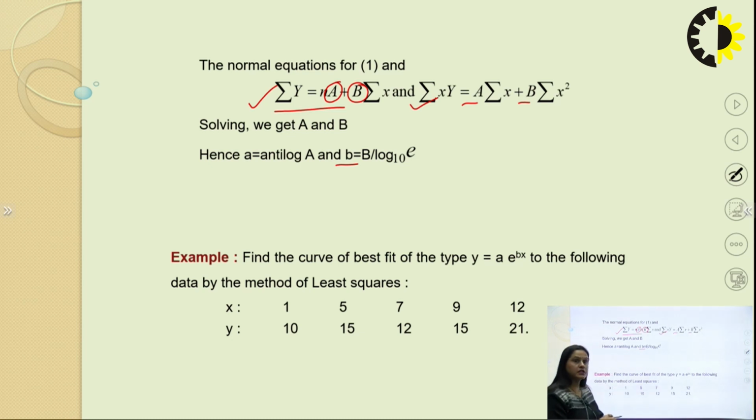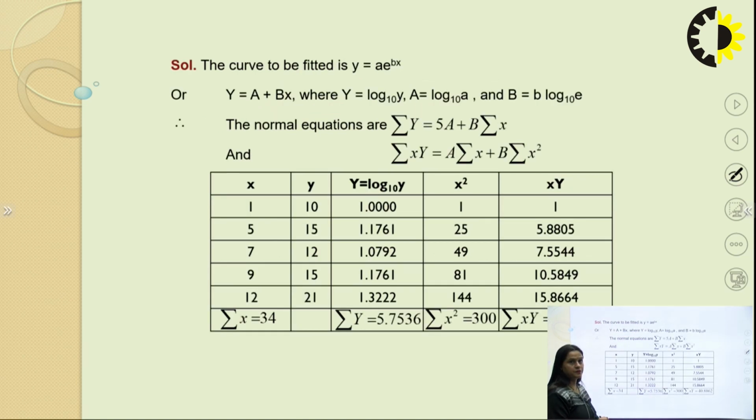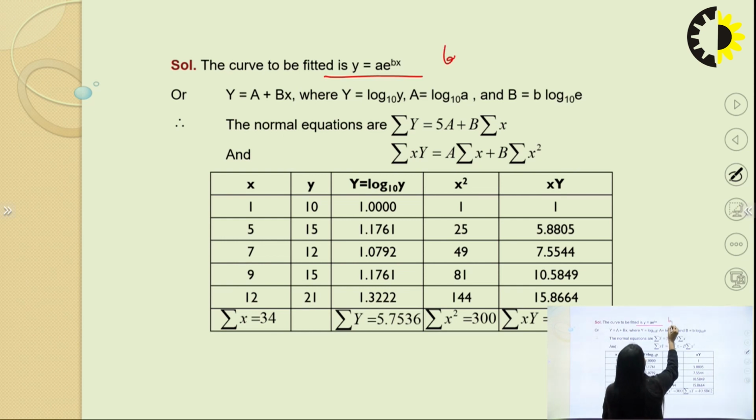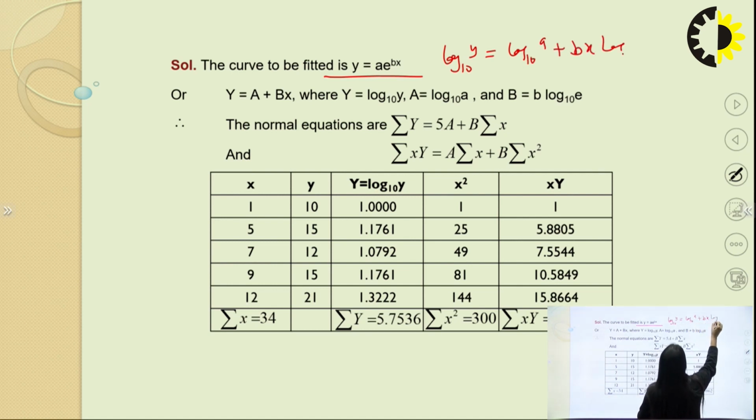Now let's try to understand the fitting of an exponential curve with a given example. Here we have a curve which we have to best fit, y is equal to a into e to the power bx, where x is given as 1, 5, 7, 9, 12, and y is given as 10, 15, 12, 15, and 21. As we know, we can take log on both sides, and it becomes log y to the base 10 is equal to log a to the base 10 plus bx into log e to the base 10.